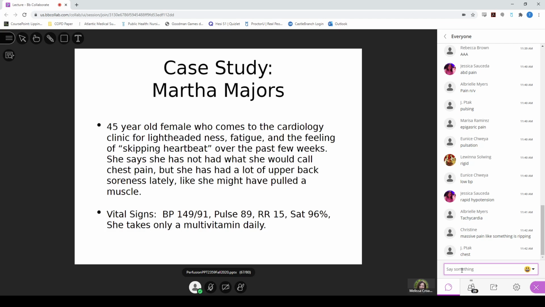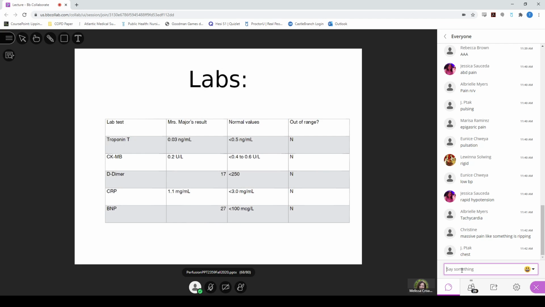So we're going to start with Miss Martha Majors. So she's a 45-year-old female who comes to cardiology clinic for lightheadedness, fatigue, and feeling of a skipping heartbeat over the past few weeks. She says she has not had what she would call chest pain, but she has had a lot of upper back soreness lately. She might have pulled a muscle. Her vital signs are blood pressure is 149/91, pulse is 89, respiratory rate's 15, SAT's 96, and she only takes a multivitamin. Here are her labs. Y'all can look over them as we go through.